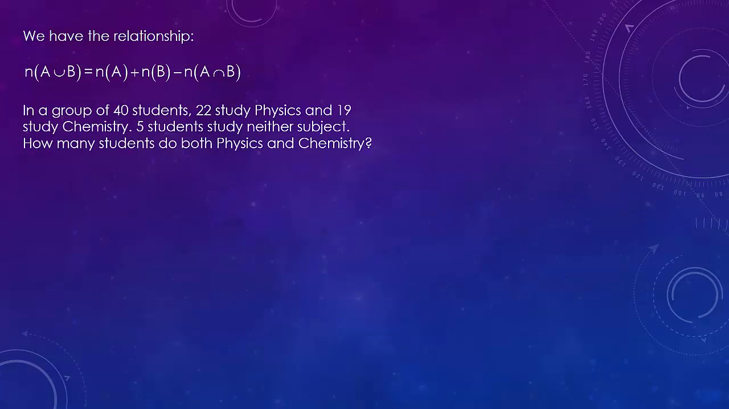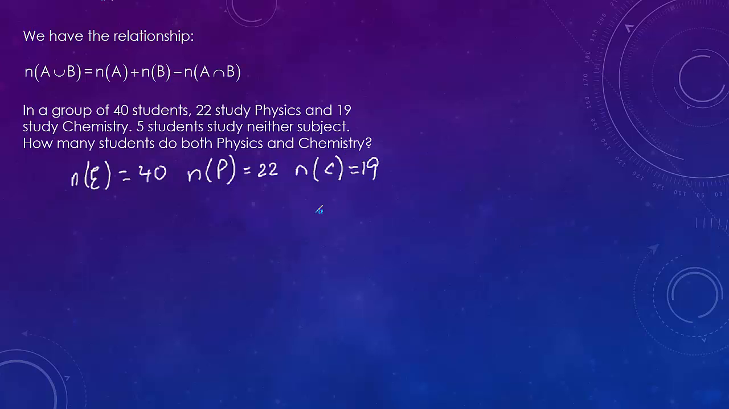So, we know that the universal set contains 40. We know that the number of things in the set P is 22. We know the number of things in the set C is 19. And we know the number of things that are in neither, so that's P dashed intersection C dashed is equal to 5.